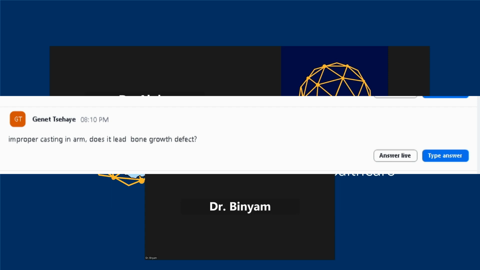And if we miss a growth plate injury and we cast that, then the patient eventually will have some kind of angular deformity or growth arrest. Bone growth defect, though, it's difficult because we can't cast for that long, right? For it to last long enough to cause growth defect.